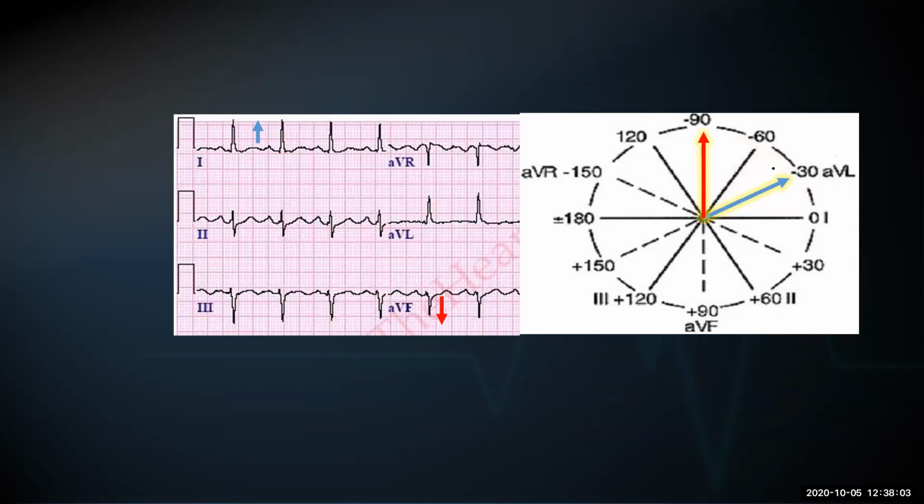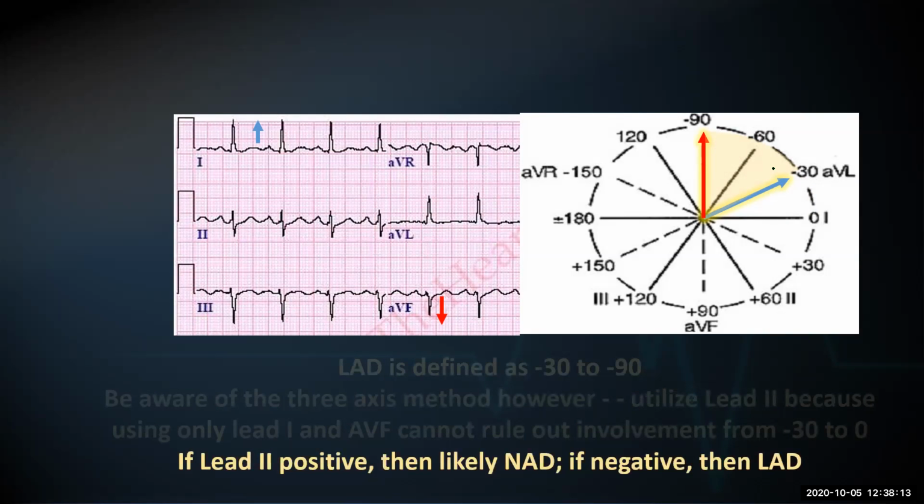So in here we have normal or +1, negative AVF, and then in lead 2, it looks like honestly that it's mostly negative, to be honest with you. So I would kind of push it more towards the left axis region.